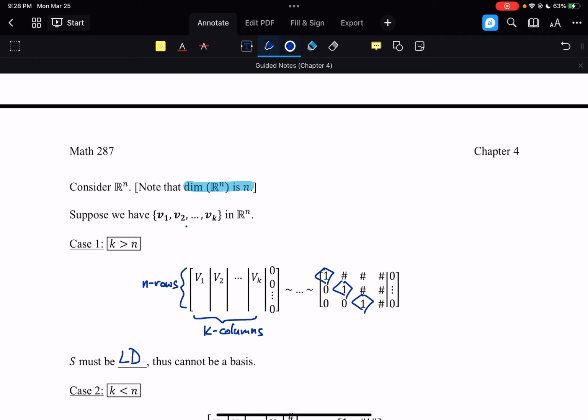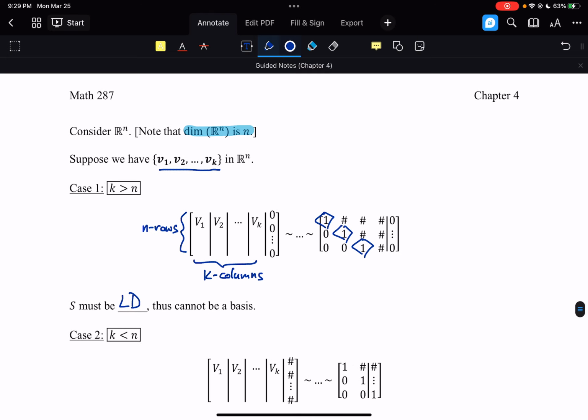Okay. So another way of saying this is if your set of vectors has too many vectors in it, so it's more than the dimension, then the set must be LD because there must be a dependency. There's too many vectors. Okay, so at least one of them or more needs to go. All right, so if k is greater than n, then the set is LD and cannot be a basis.